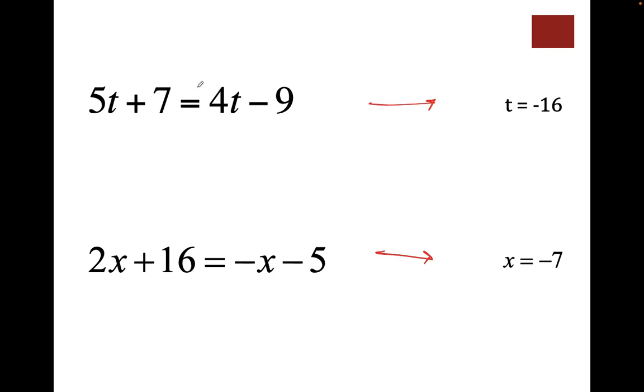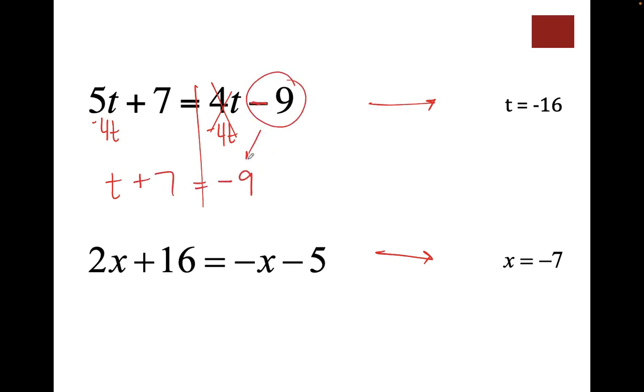For this first one, I would subtract 4t from both sides to be able to cross out the 4t on the right-hand side. And that would give me a 1t plus 7 equals a negative 9. Make sure you bring that minus sign down with the 9. And then if I subtract 7, t equals a negative 16.